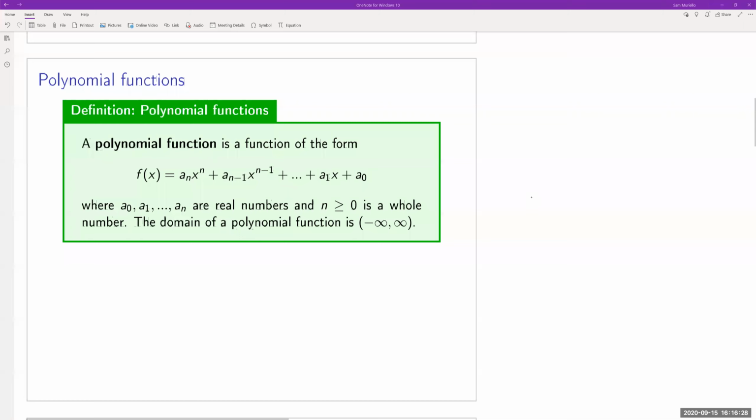The domain is going to end up being all real numbers because there's nothing here that we're doing that would be one of our domain issues. So there's no square rooting, no division, and no logs. Therefore, the domain would be any possible number for x.